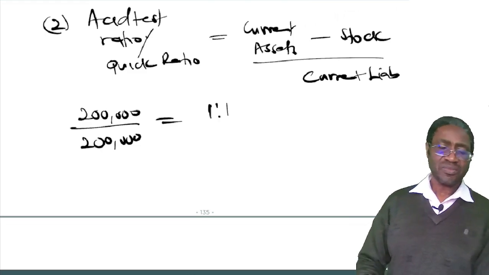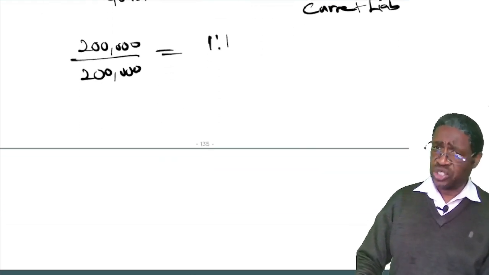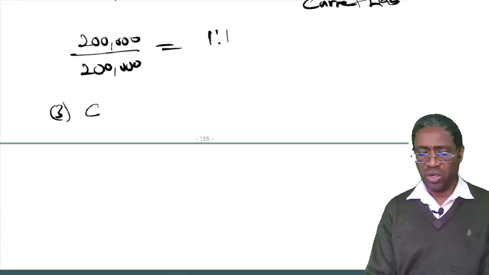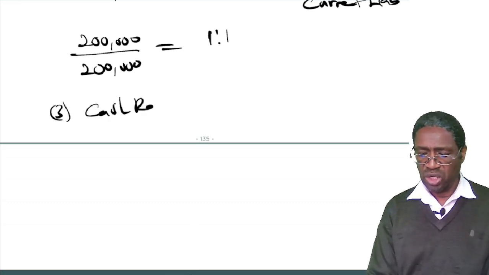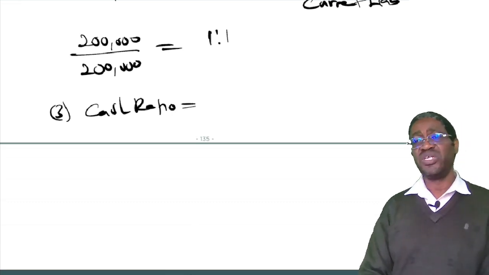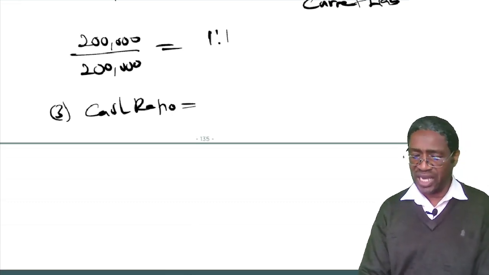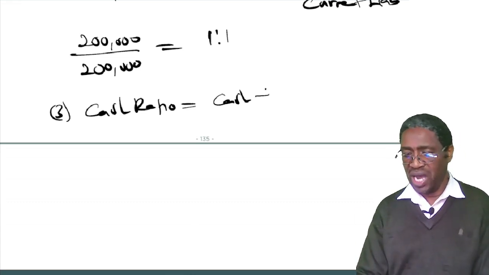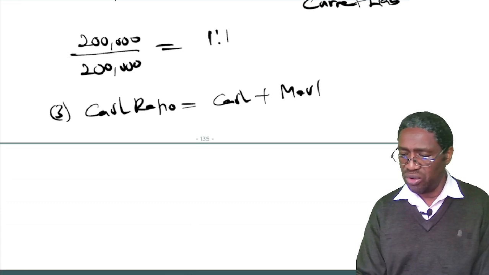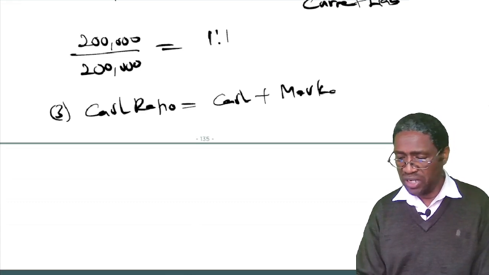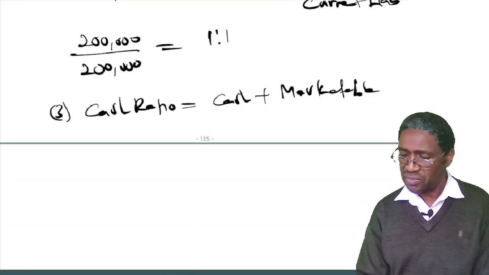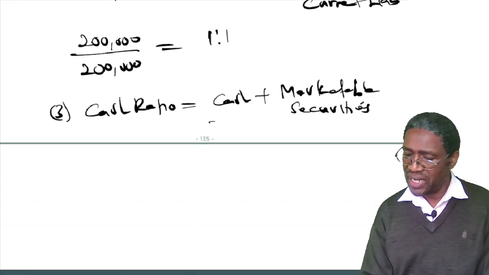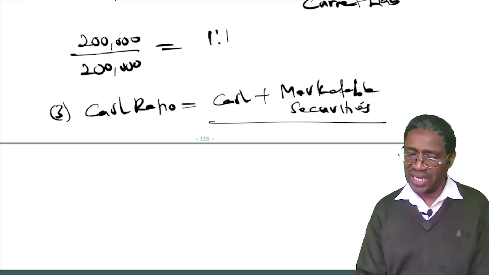Good. Another liquidity ratio, number 3, is what we call the cash ratio. How do we determine the cash ratio? You take the cash of the business, cash at bank, you add what we call marketable securities, and again you divide that by current liabilities.